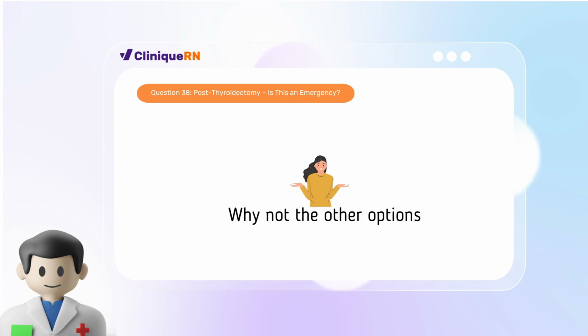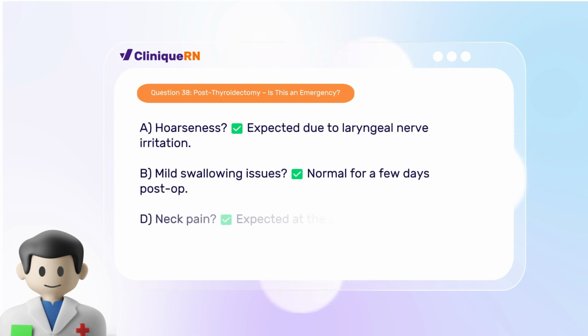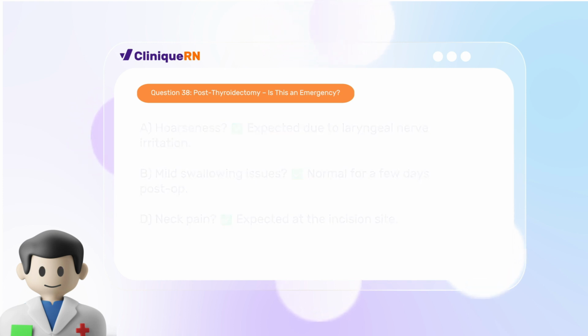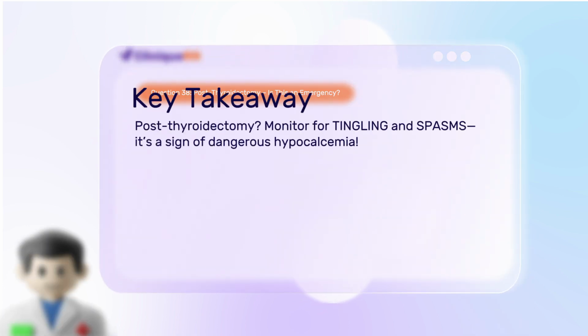Why not the other choices? A. Hoarseness. Expected due to laryngeal nerve irritation. B. Mild swallowing issues. Normal for a few days post-op. D. Neck pain. Expected at the incision site. Key takeaway: post-thyroidectomy? Monitor for tingling and spasms. It's a sign of dangerous hypocalcemia.